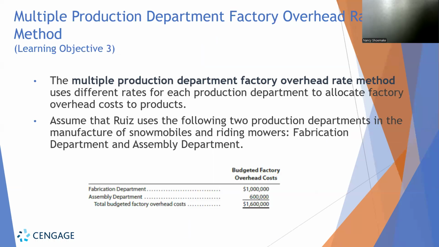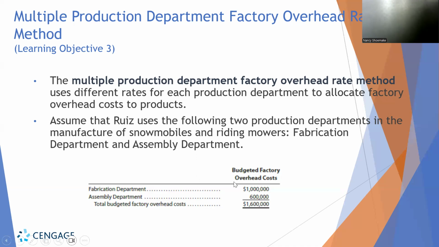Okay. Now, when we do multiple production departments, it's maybe a little bit more intensive. The multiple production department factory overhead rate will use different rates for each production department to allocate the factory overhead. Assume Ruiz uses the following 2 production departments with snowmobiles and riders. There's a fabrication department and there's an assembly department. Do you see, instead of having this big plant-wide overhead rate, now we break down the overhead between the 2 departments. Fabrication's overhead is $1 million, assembly is 600,000.